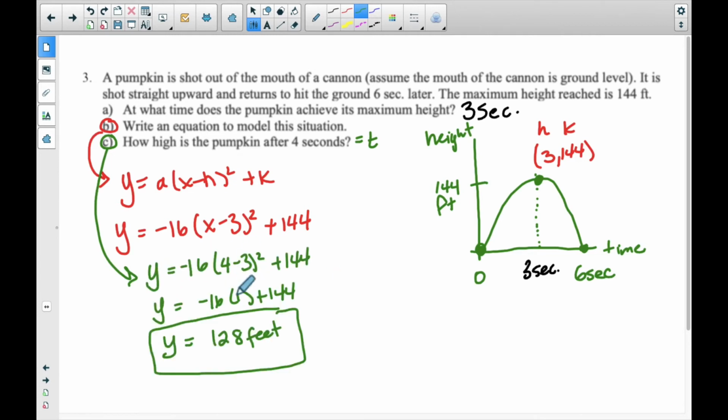Okay, so when I plug in my 4, I just have to work it out now. And so when I take 144, add it to negative 16, I get 128 feet. So the question was, how high is it after 4 seconds? We could say, maybe here's our 4-second spot, and so it is there at 128. It's a good idea to look at the graph to check for reasonableness, and that's why I did that.